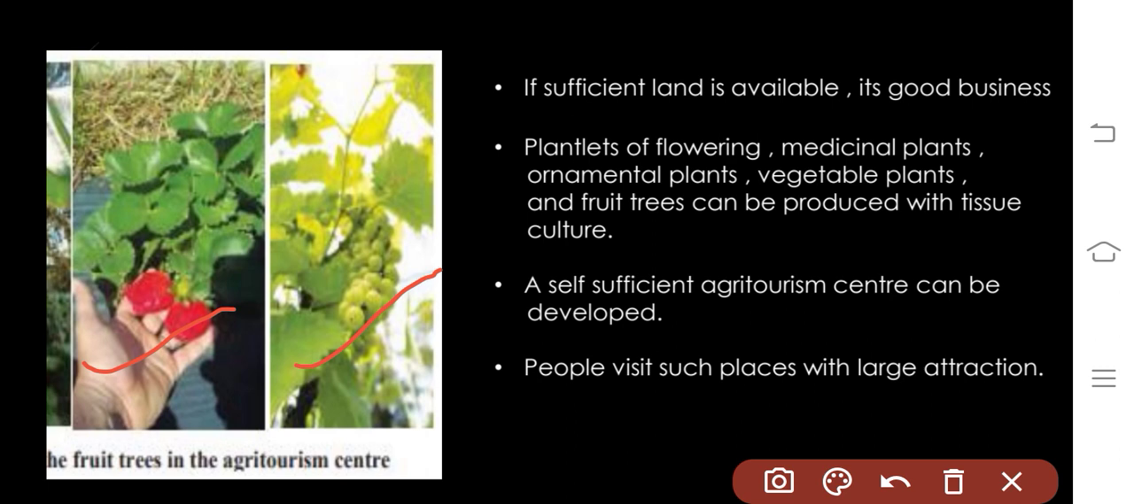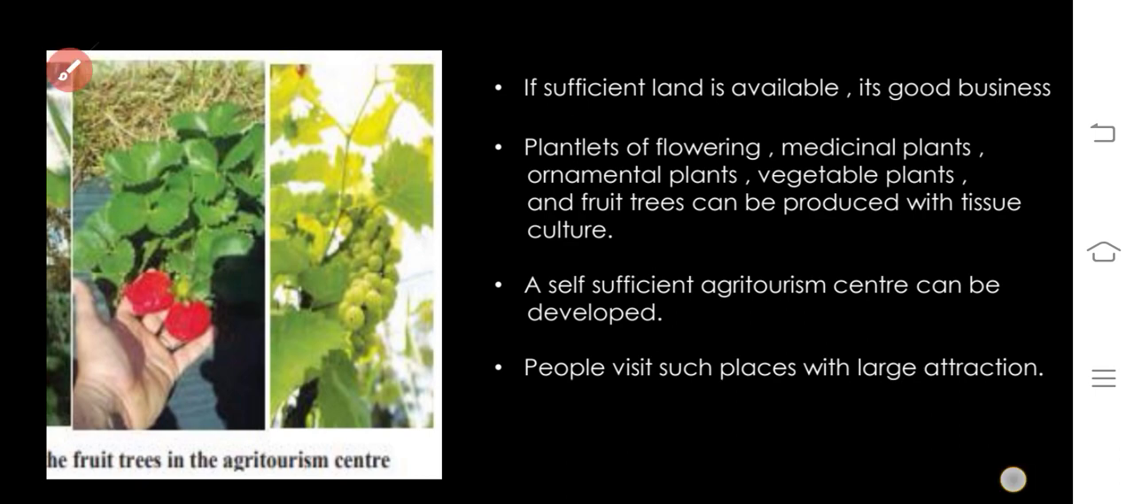So people visit such places with the attraction in large number, और उसको आप सेल भी कर सकते हो, सीडलिंग्स को, फ्रूट्स को, वेजिटेबल्स को, and you have a quite profitable tourism. So you can have benefits from all these things.